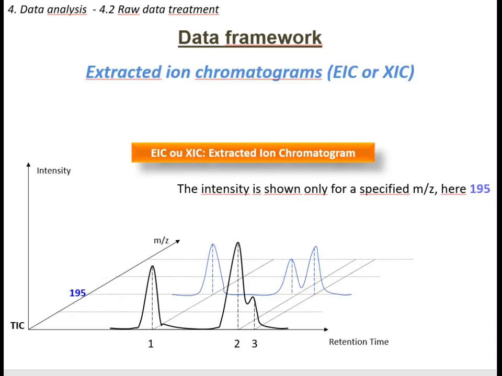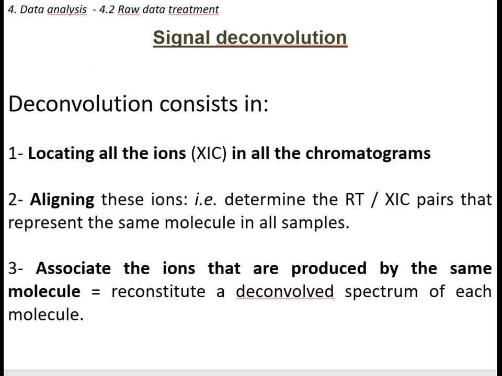What we do here is we're looking for extracted ion chromatograms. These are chromatograms of a given ion in the complex mass spectrum of a given molecule. And what we've done is a deconvolution, and this is very important. A deconvolution is the operation to look at all the ions, which we can name XIC or EIC, extracted ion chromatogram, in all the chromatograms.